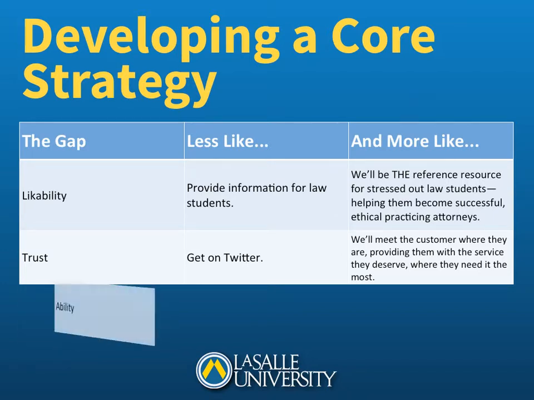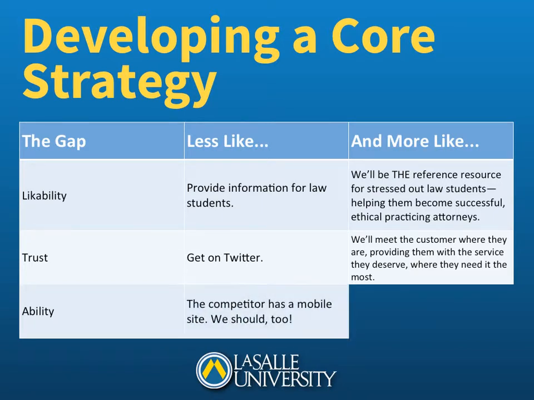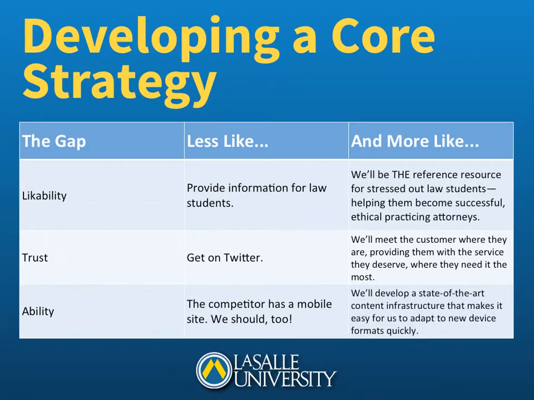Here's a campaign with an ability gap. The competitor has a mobile site, we should too. Once again, that's a tactic, that's not a strategy. So the strategy here would be more like, we want to develop a state-of-the-art content infrastructure that makes it easy for us to adapt to the new device formats quickly. So it's not necessarily about being on a mobile site. It's really about adapting to the needs of users and being state-of-the-art so that you can service people and adapt to these newer formats quickly.